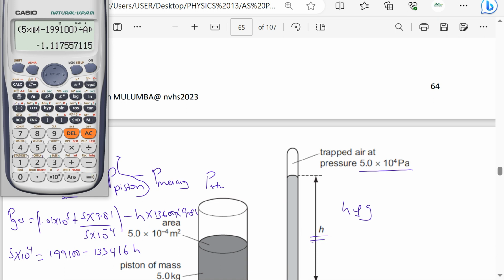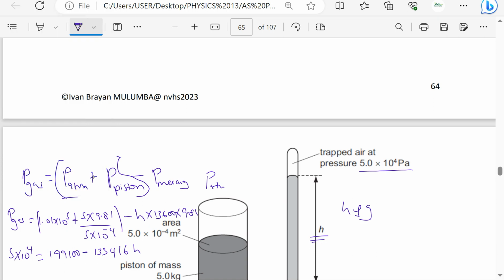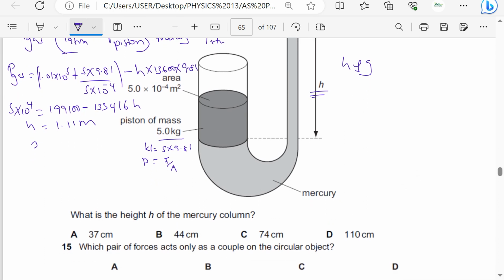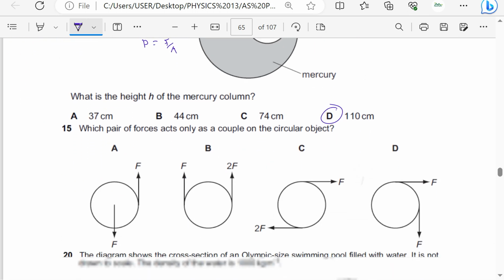So I'm getting 1.1. Of course, because this is negative here, h is going to be 1.11 meters. So what is the height h of the mercury column? Multiplied by 100, it becomes 111 centimeters, or 110 centimeters to two significant figures. So the answer is D.